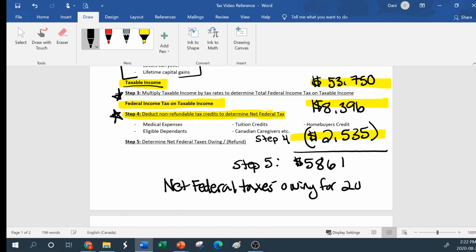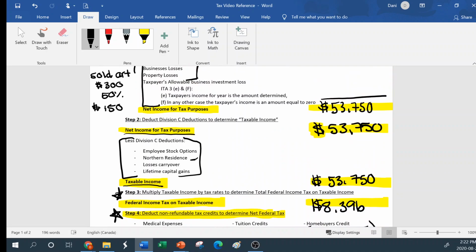For 2019. So that means that we would have to write a check to CRA for $5,861 at the end of April to pay for our 2019 taxes. So that's basically how federal tax works.